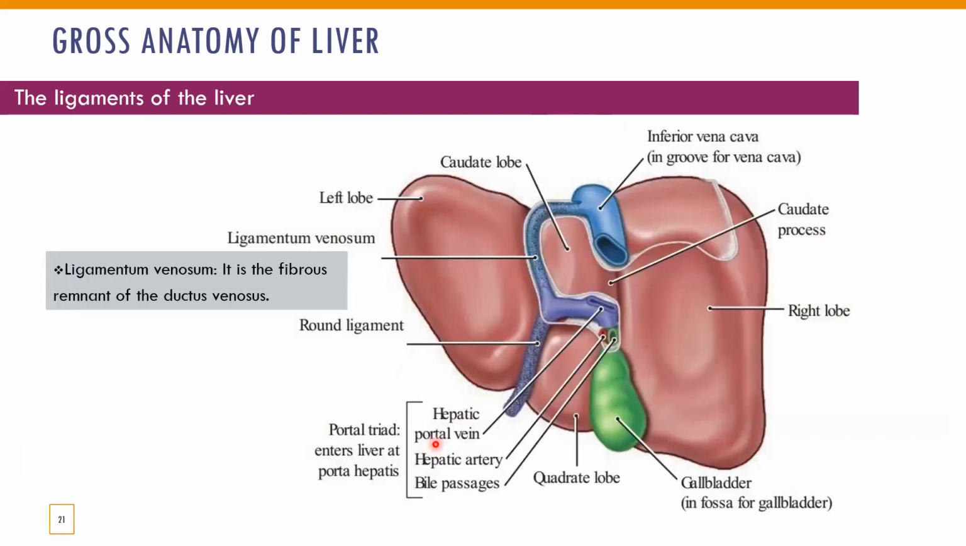From the visceral surface, there is one ligament, which is the ligamentum venosum. It is the fibrous remnant of the ductus venosus, which is also a very important structure in the fetal circulation. This is the ligamentum venosum.